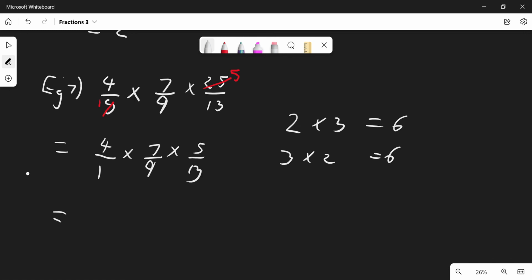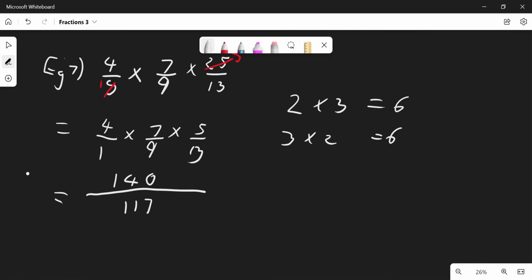And I personally don't want to have to compute what 9 times 13 is. I think it's 117. But just to be sure, I'll put that in my calculator. All right. So in our denominators, we have 1 times 9 times 13, which is going to give us 117. And in our numerator, we have 4 times 7 times 5, which gives us 140. Okay, and therein is our answer.